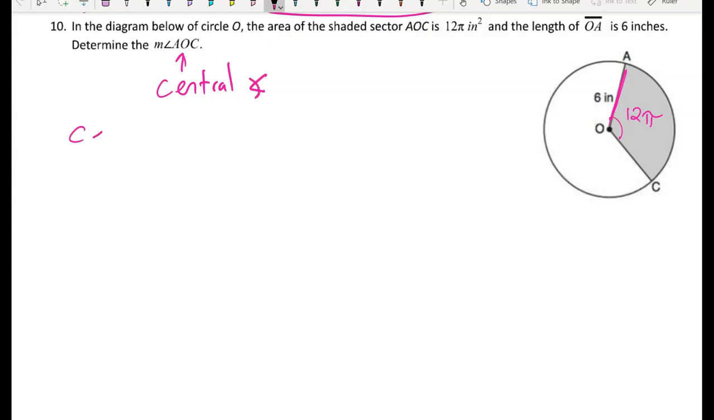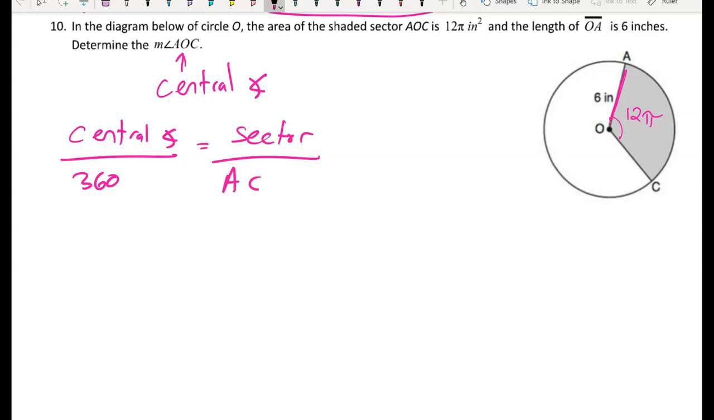Well, remember the formula is just the central angle divided by 360 equals the area of the sector over the full area of the circle. And I know the area of the sector. They told me that's 12 pi. I could figure out the area of the circle because that's just pi times my radius squared. And the only thing I don't know is the central angle. So all that changes here is where my variable is.